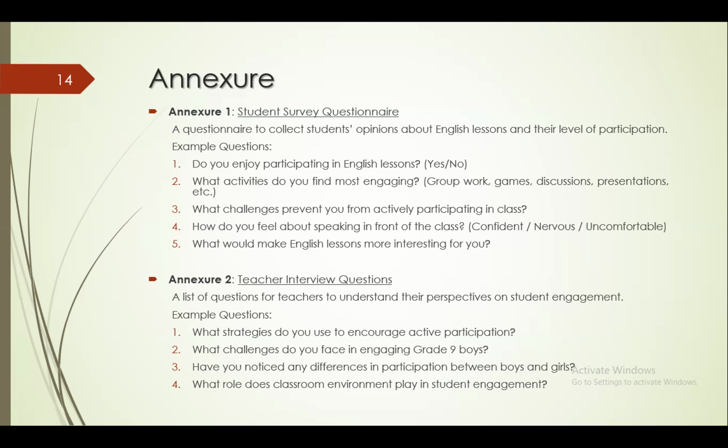Annexure 2 will provide insight into the teachers' perspectives on student engagement, the strategies they use, and the challenges they encounter. This information will help compare students' experience with teacher observations, allowing me to evaluate the effectiveness of current teaching methods. By combining data from both sources, I can develop a targeted intervention plan to enhance student participation in English lessons, specifically focusing on grade 9 boys.